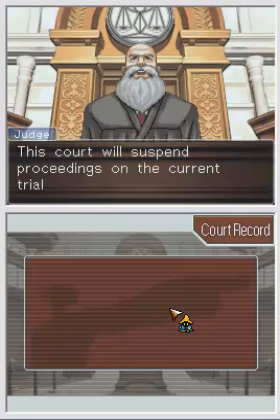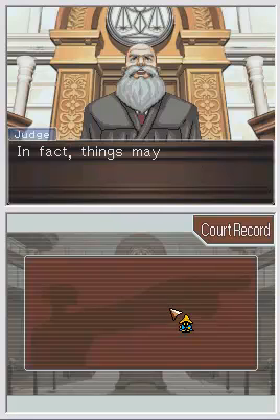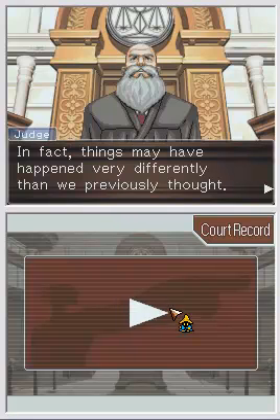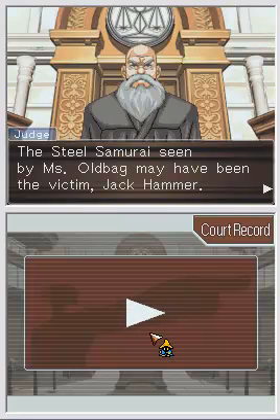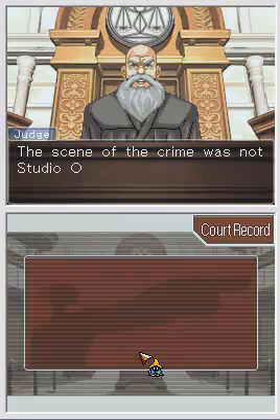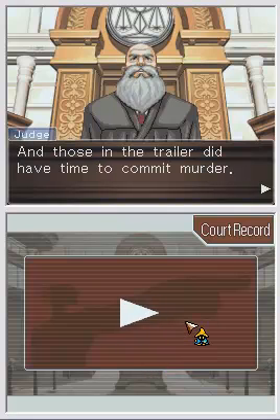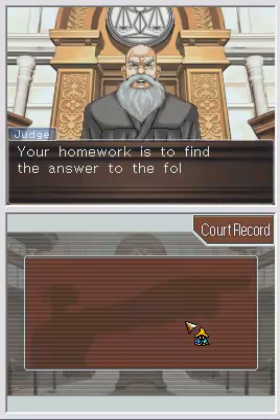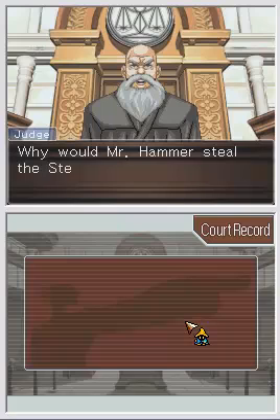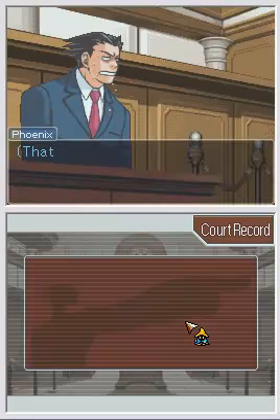This court will suspend proceedings on the current trial for today. Cody Hackett's testimony has revealed new possibilities in this case. In fact, things may have happened very differently than we previously thought. The Steel Samurai seen by Miss Olbeg may have been the victim, Jack Hammer. The scene of the crime was not Studio 1, but Studio 2. And those in the trailer did have time to commit the murder. Mr. Wright, yes, Your Honor. Your homework is to find the answer to the following question. Why would Hammer steal the Steel Samurai costume? Also, who killed him and why? Find the answers for me by tomorrow.